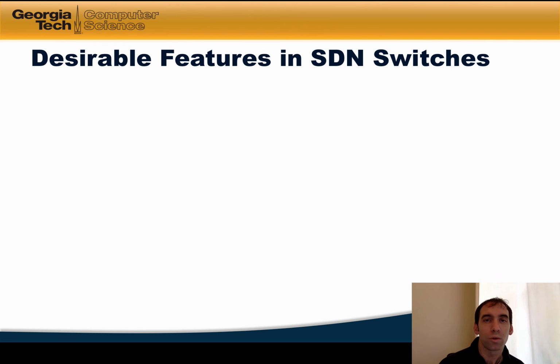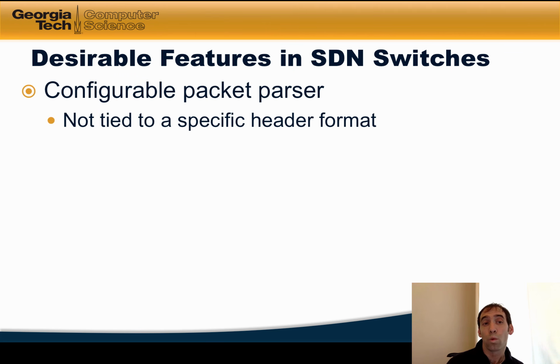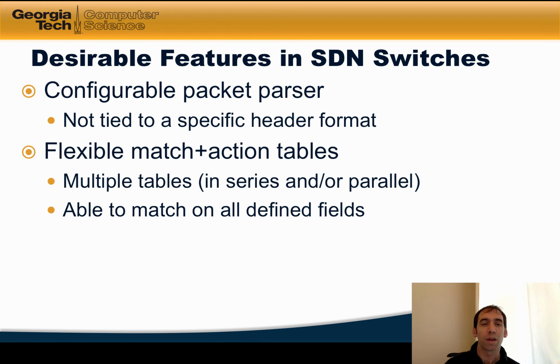Ideally, we would like to be able to evolve SDN switches as well and be able to define our control protocols according to the requirements of the control programs and not be constrained by the capabilities of current hardware. For this, we'll want a configurable packet parser that's not tied to a specific header format. We'll want flexible match action tables that can match on packets in series or in parallel, and can also match on any defined field in the packet.